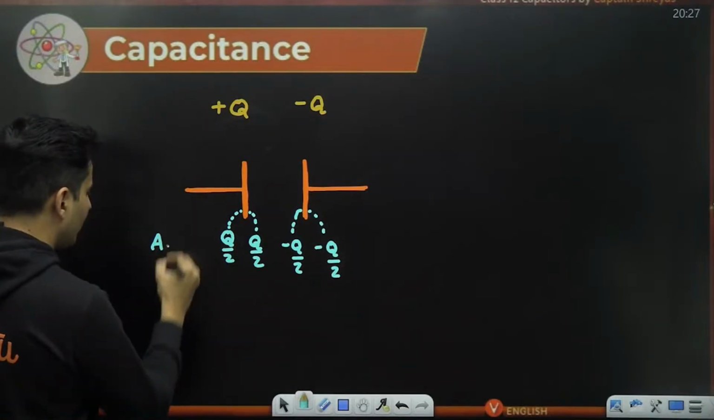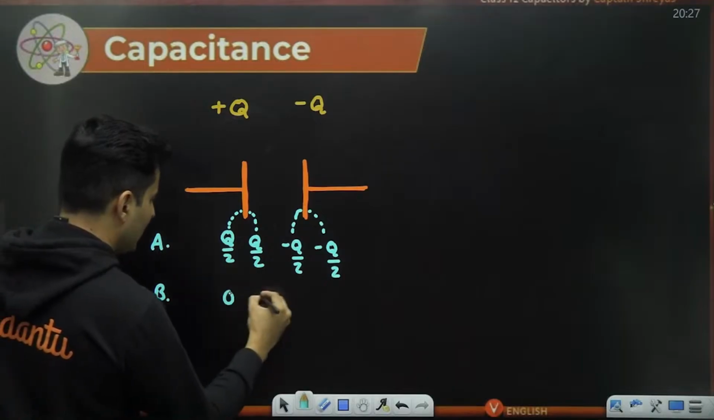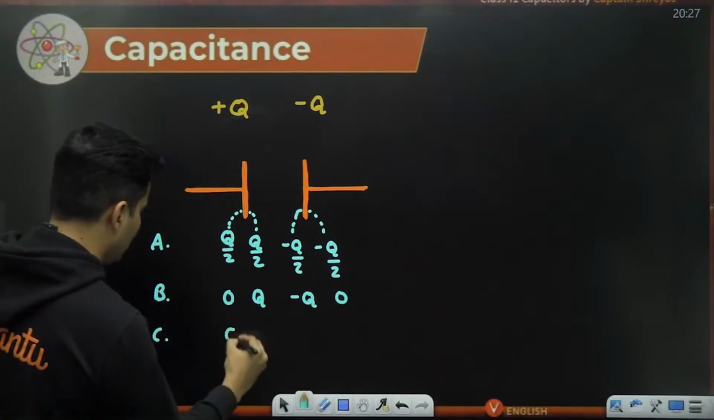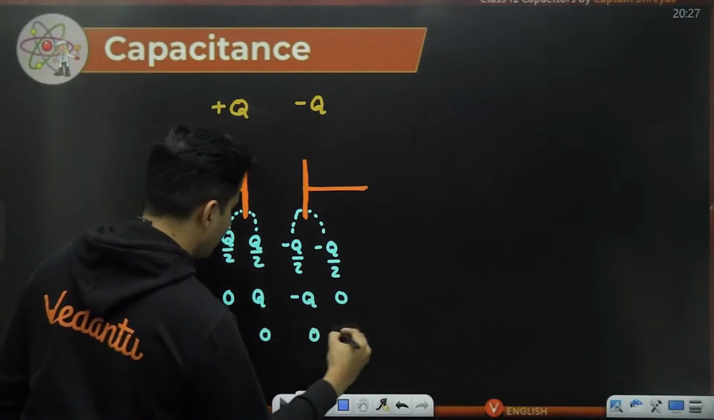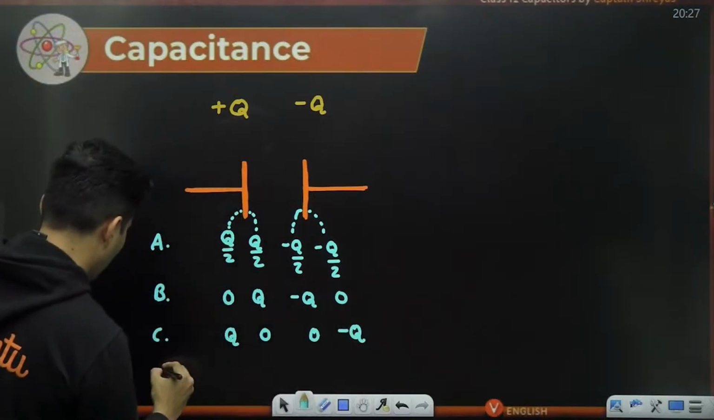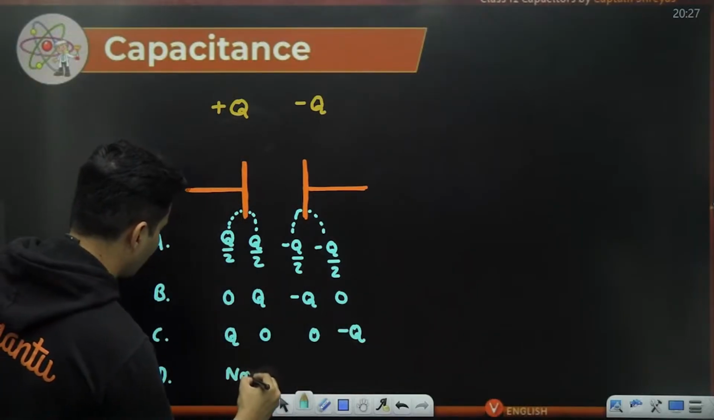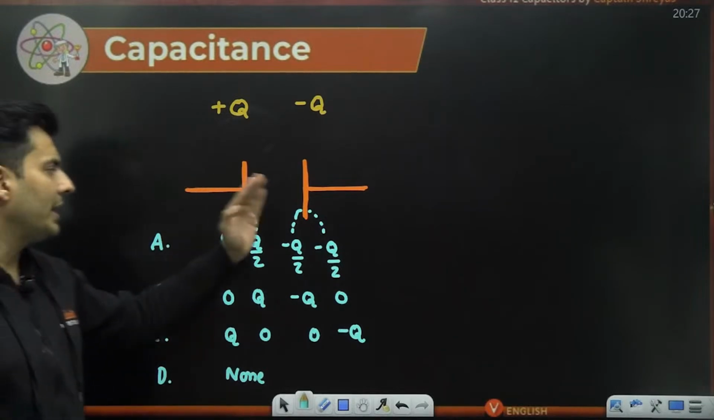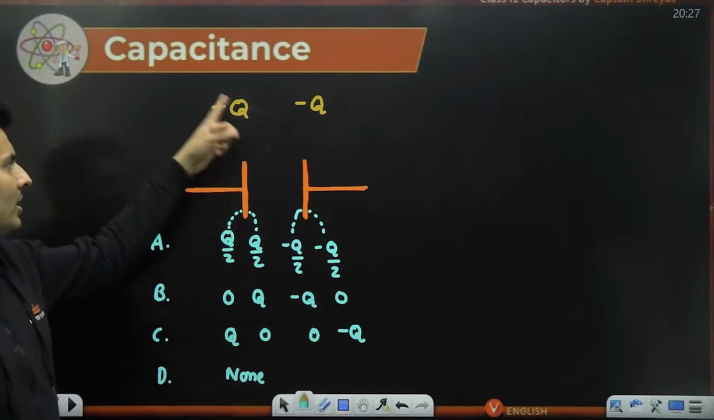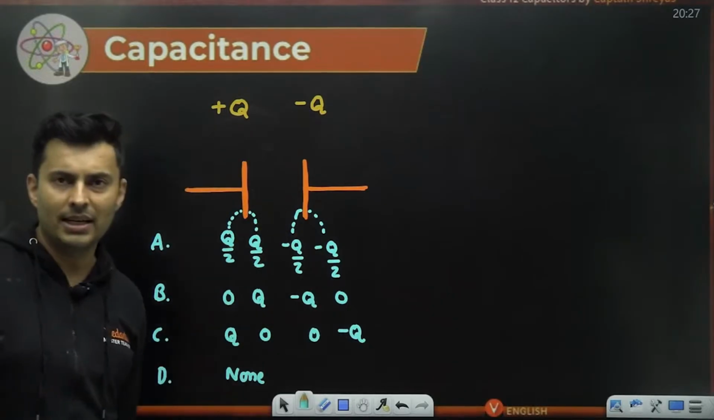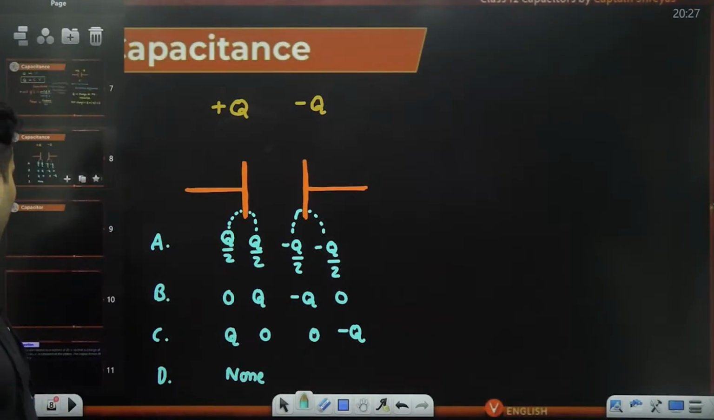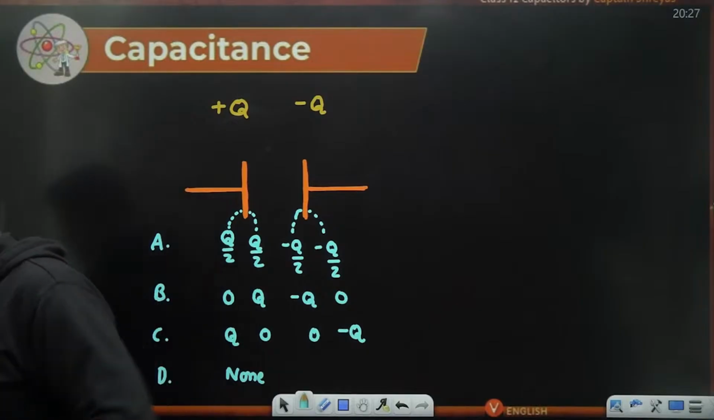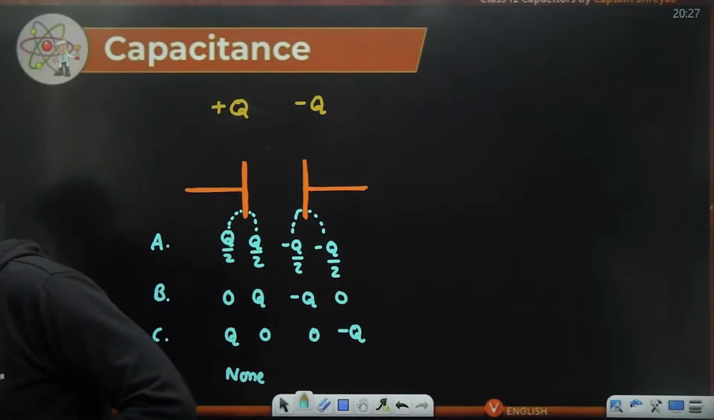This is option A. Option B, this part has 0, this has Q, this has minus Q, this has 0. Or option C, this has Q, this has 0, this has 0, and this has minus Q. Or option D, none of the above. What do you think is the right answer? What kind of configuration will you get if this plate has positive Q and this plate has negative Q charge? Which of the configurations should you get? Come on, everybody, spam the answer in the chat box, A, B, C or D. Everybody, come on, think about it.